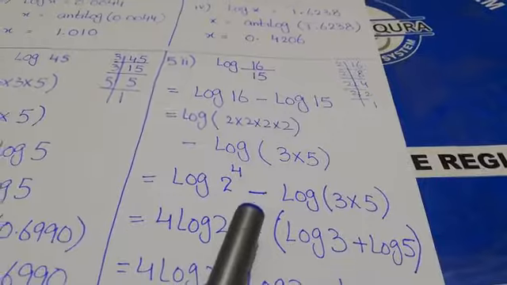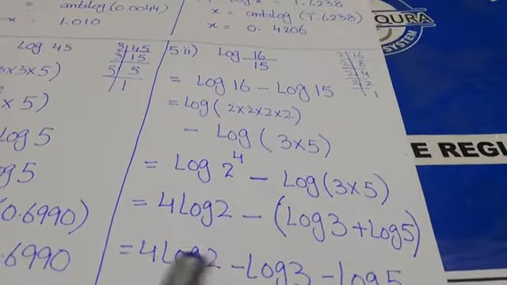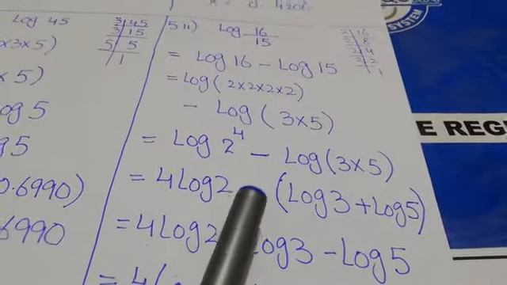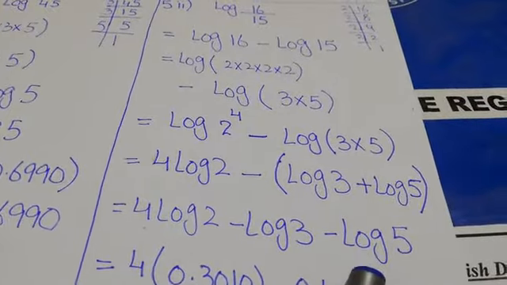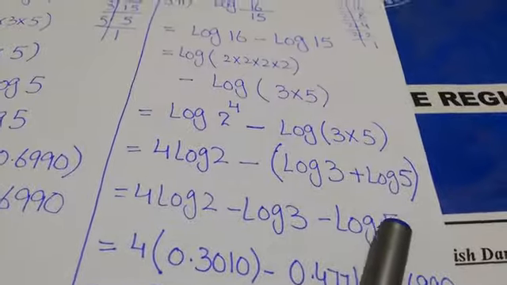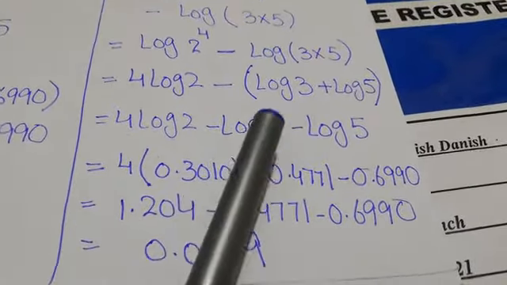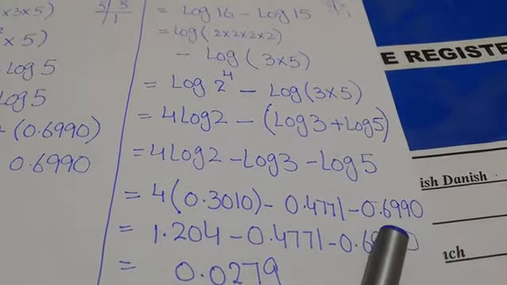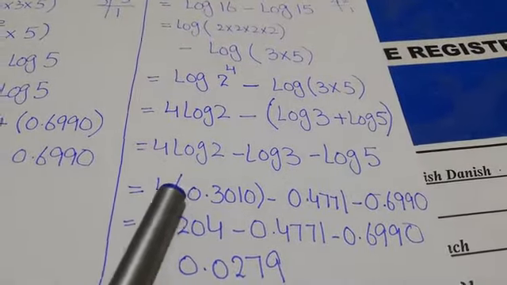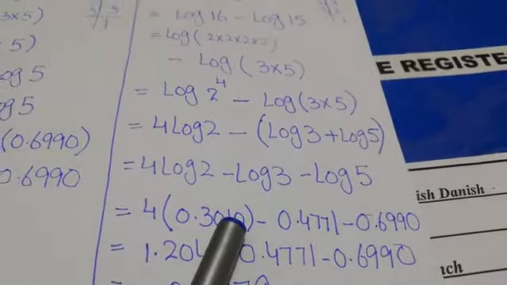And here you can see this power will be shifted at the start of the log. So it becomes 4 log of 2, minus. Here you can see these two numbers are multiplying. So when I open the bracket, this multiplication will change into addition. So it becomes log of 3 plus log of 5. Clear? Now there is a negative sign outside the bracket, so we will multiply this sign. It becomes 4 log of 2 minus log of 3 minus log of 5.